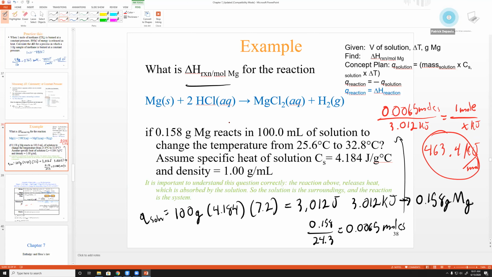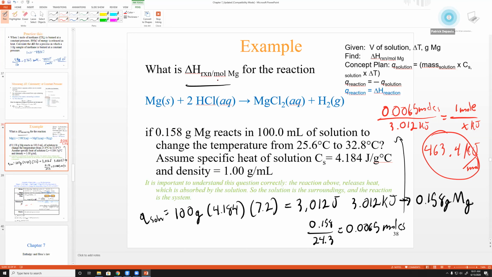And this is true because our equation has 1 mole in here. So that's a good point. If this equation was, let's say, a 2 in front of magnesium, that means per mole of magnesium, it would have to be divided by 2. So that's a key thing.